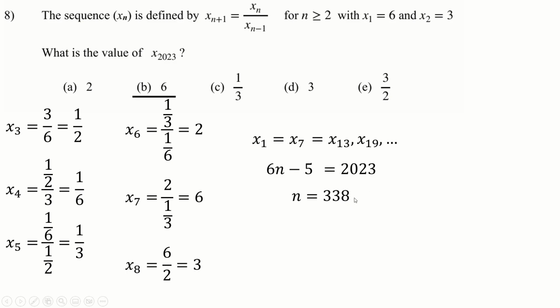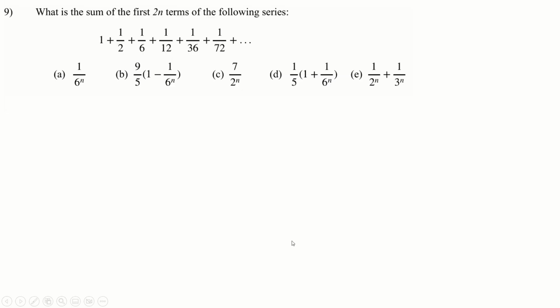Again, if the remainder here had been remainder 2, you would just count 2 on from the 6, so it would have been a half in that case. Cool. Question number 9 then. Sum of the first 2n terms.